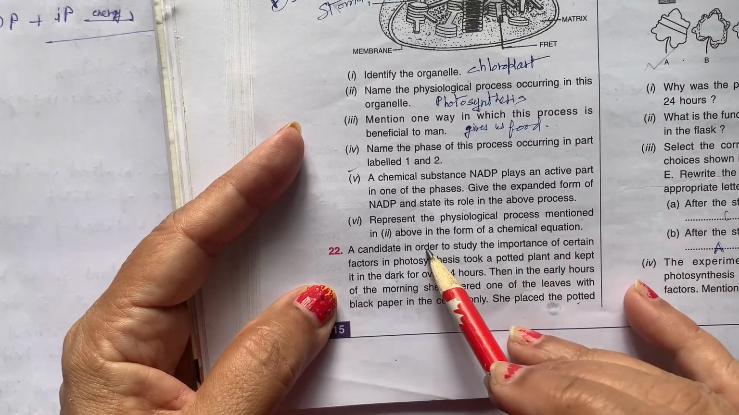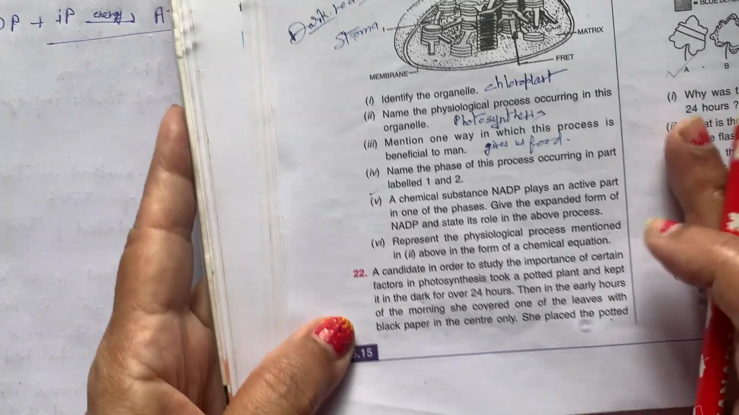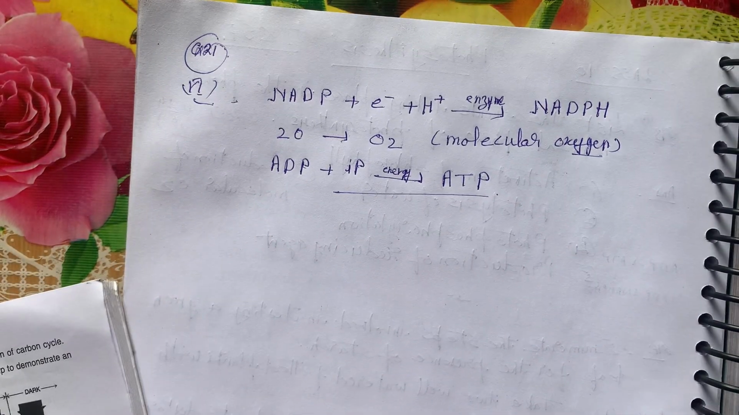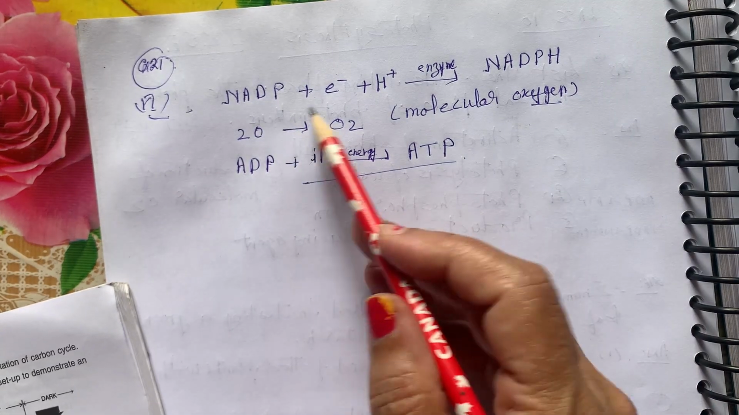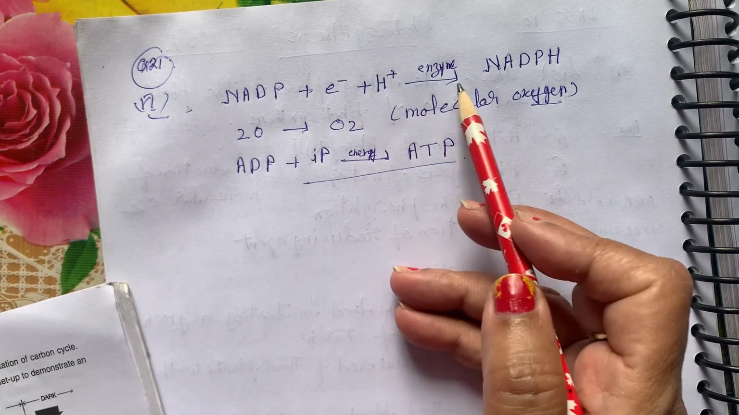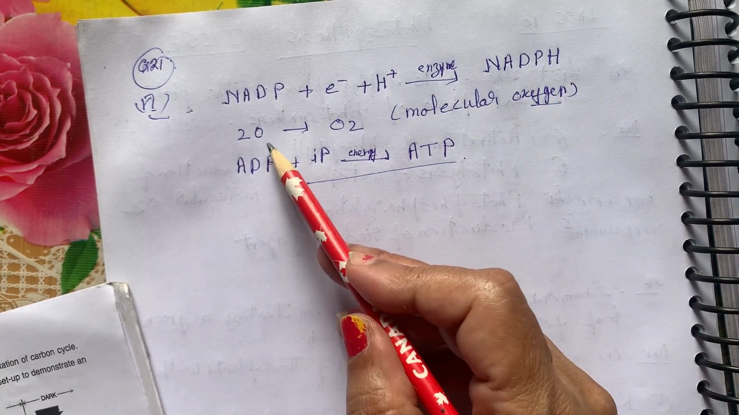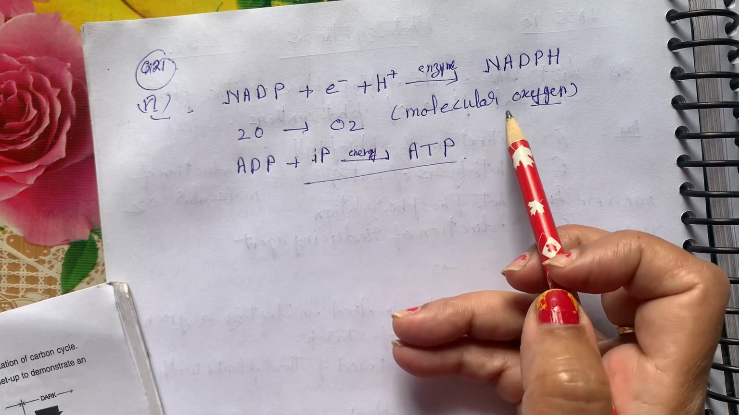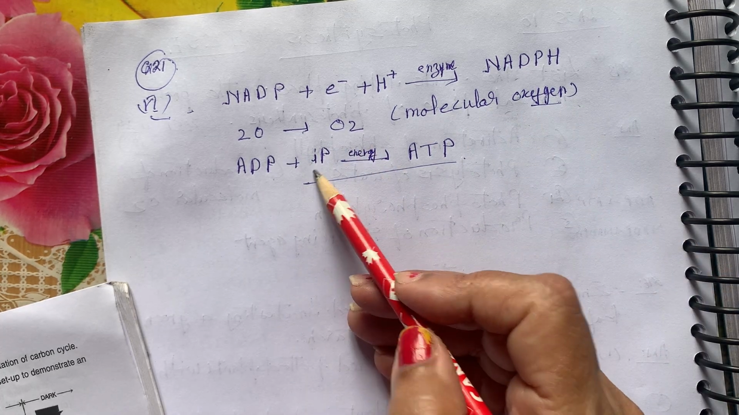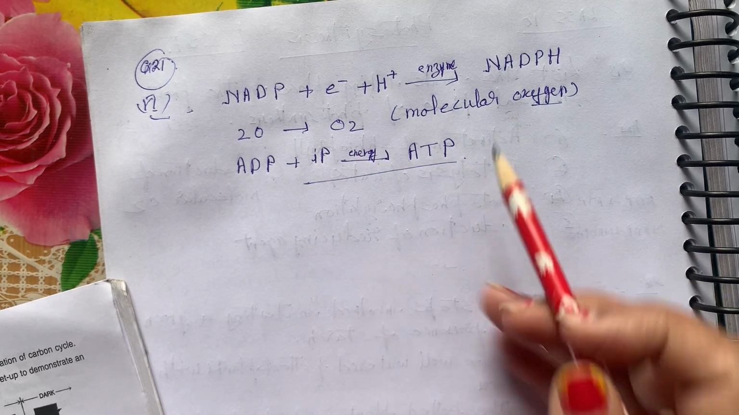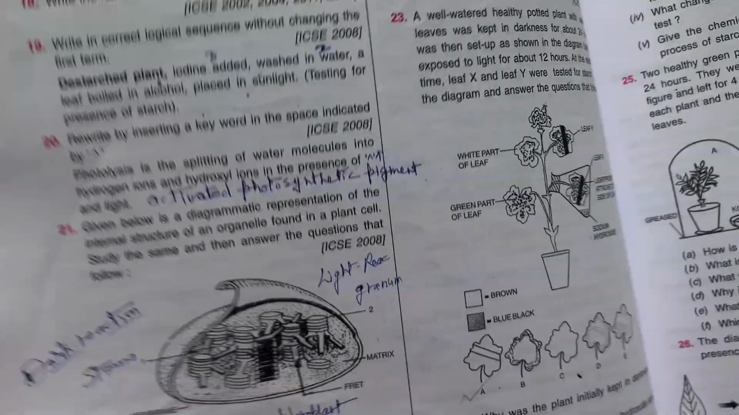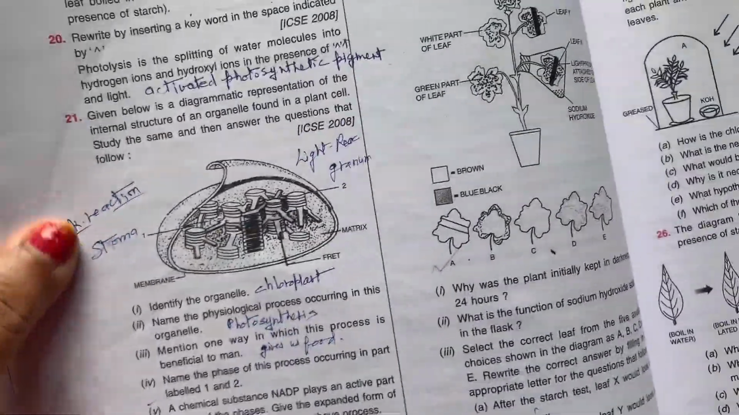Represent the physical process mentioned above in the form of a chemical reaction. So, the chemical reaction, you see here: NADP plus electrons plus hydrogen ions, with enzyme, gives NADPH. Two oxygen atoms change to molecular oxygen. ADP plus inorganic phosphate plus energy changes into ATP. That is in the filtration form, right?